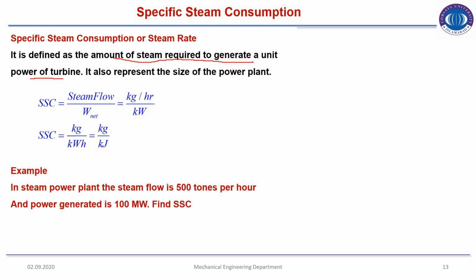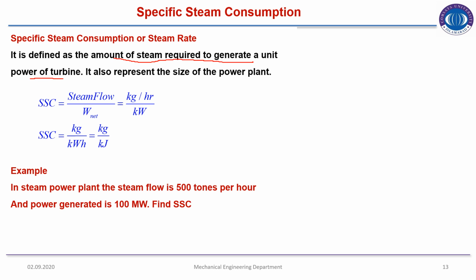As you know, a certain amount of steam exiting the boiler is entering into the turbine, and turbine blades are rotated by that transfer of energy from the working fluid to the turbine blades. The blades are connected to the shaft, and the shaft is connected to the generator to produce electricity or work. So specific steam consumption relates to the amount of steam required to generate unit power of the turbine.